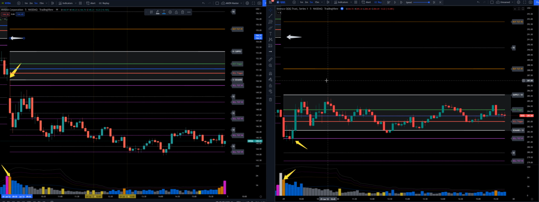Then we move over to the right. I think this is Wednesday, the QQQs. I'm just trying to do different charts. You'll see the first thing I highlight is the day before. We always want to find out where the supply and demand zones are.